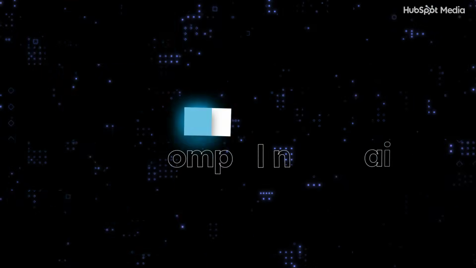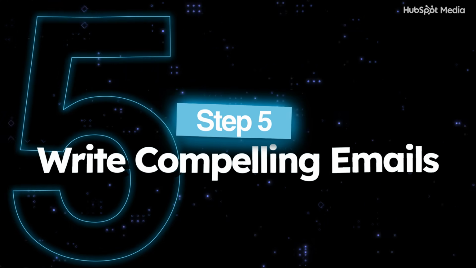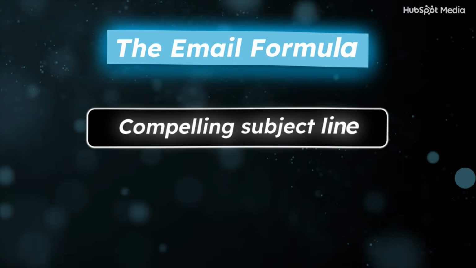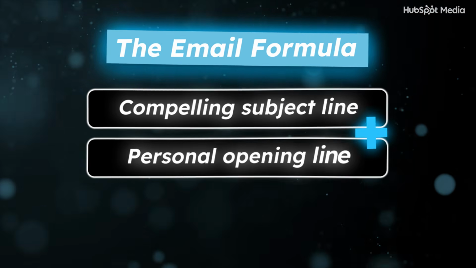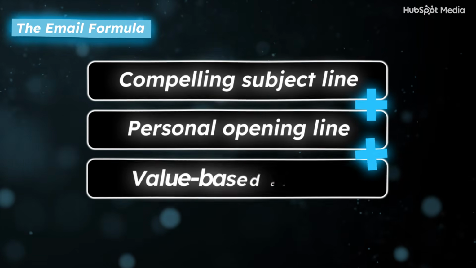So let's talk about writing emails that don't get ignored with step 5. This is the exact framework used by the HubSpot media team to write high converting emails. Every effective email follows this simple structure. Attention-grabbing subject line, personal opening line which builds connection, value-based content.